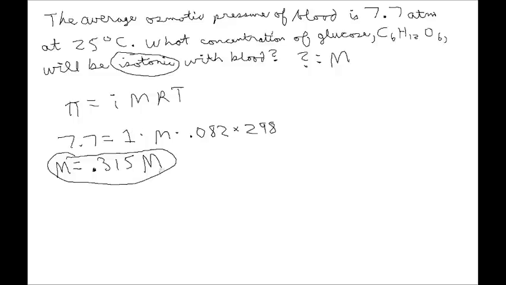How did you know that i was 1? Because we're not dealing with any electrolytes. Yeah. How do you know? What are we dealing with? Glucose. Yeah, and glucose we know is covalent. That's not going to break up. Good.